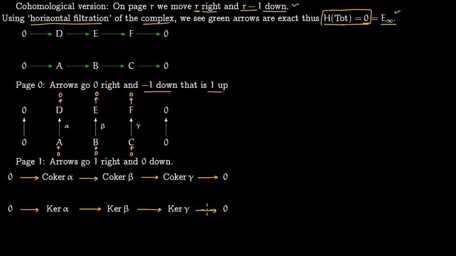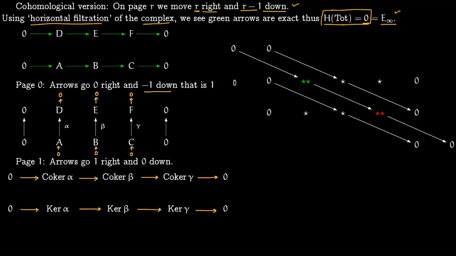So now we come to page 2. For page 2, first you compute the cohomology at each point. Cohomology here you denote by this double star. Cohomology here is this single star. Cohomology here is this star. Cohomology here is this star. Cohomology here is this star. Cohomology here is this double star.